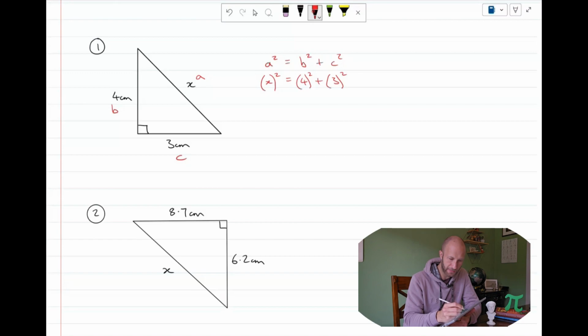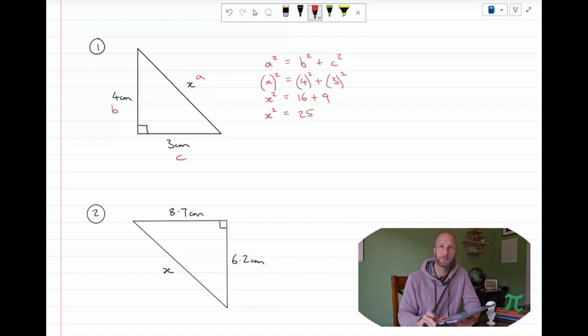So x outside with a square outside, sorry, is just x times x, which is x squared. So the brackets don't make any difference this time. 4 squared is 16, 4 times 4, and 3 squared is 3 times 3, which is 9. So I can start simplifying this to make things easier for me. Notice how my equal signs line up. I'm solving an equation here. X squared doesn't change. I can add 16 and 9 to make that a bit easier.